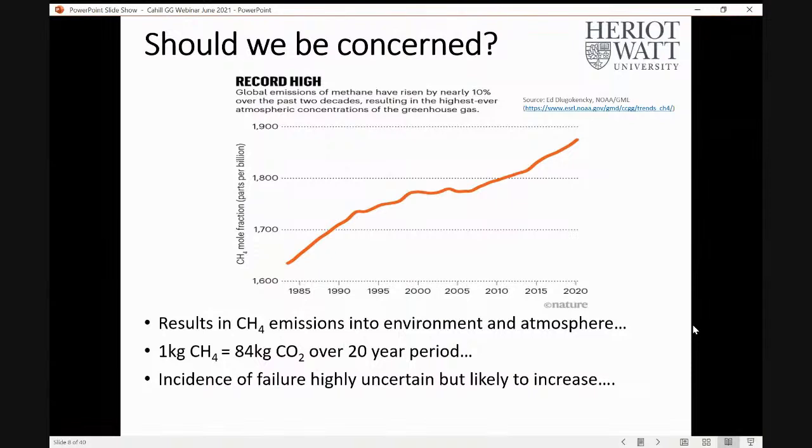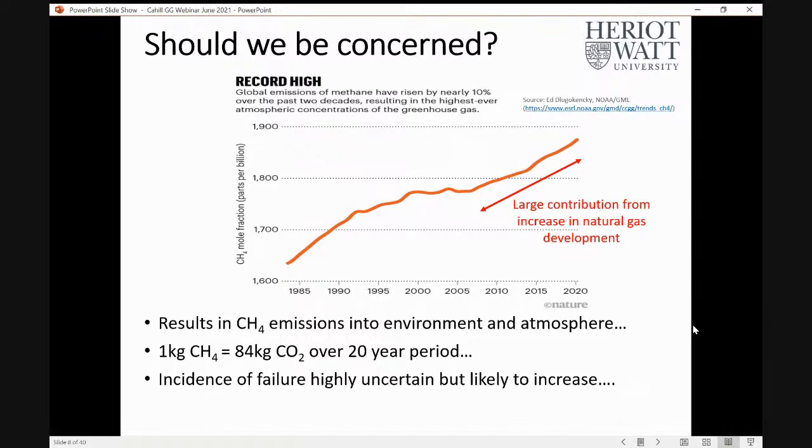Okay, so should we be concerned about this issue? Well, of course, I'm arguing here that we should at least be thinking about this and be a little bit concerned. You can see here a graph from a recent article in Nature Online, and we can see that every year we are reaching record highs of atmospheric levels of methane. And you can see since the 80s, as we move through into 2020, there's actually even an increase in the rate of increase of methane in the atmosphere.